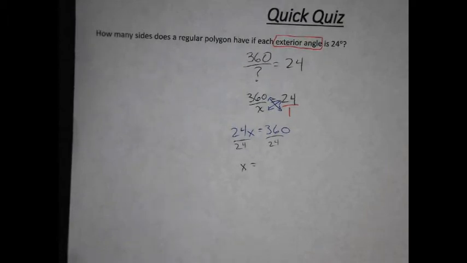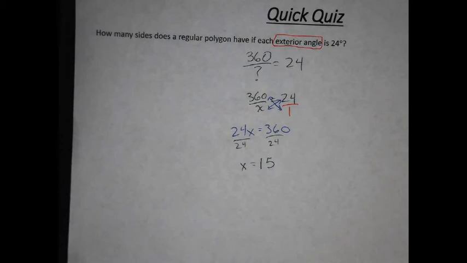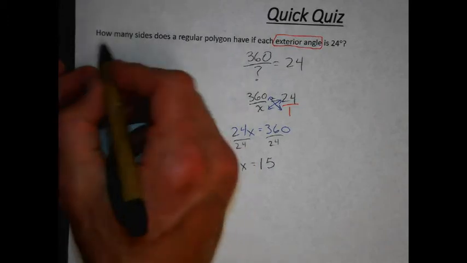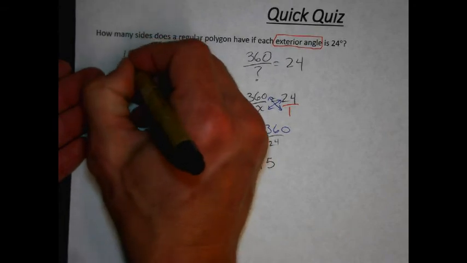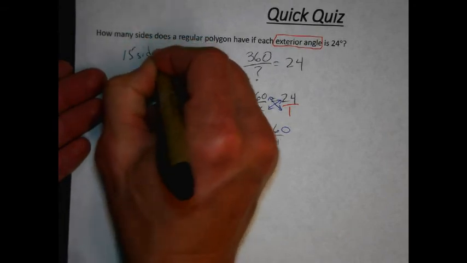Nah, I can't figure it out, so I'm going to go calculator mode. I could have done it. I'm embarrassed. Sorry, guy. It's 15. So x equals 15. So that's the number of sides. We have 15. So how many sides does a regular polygon have? 15 sides. Yay. Hopefully you figured that out.